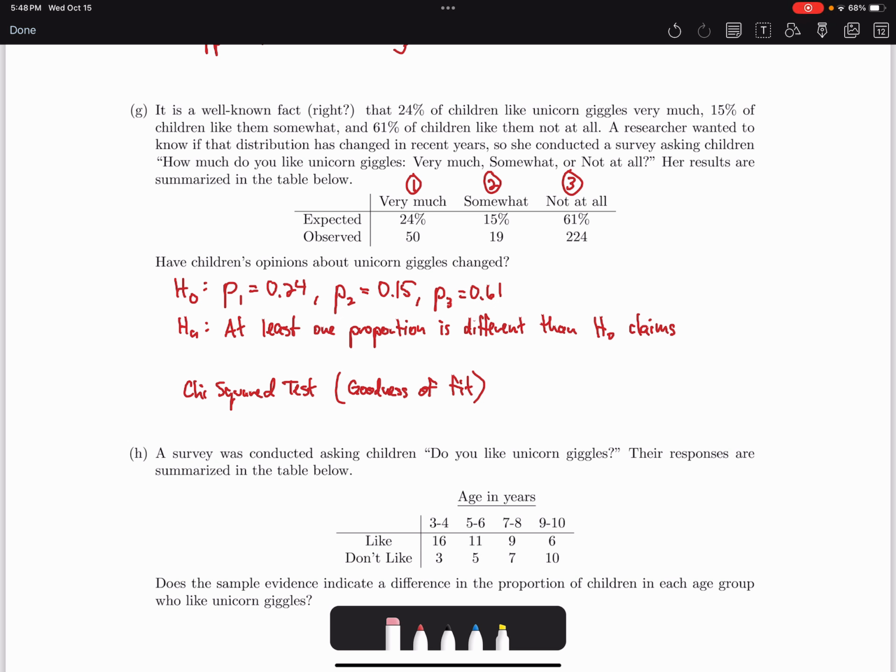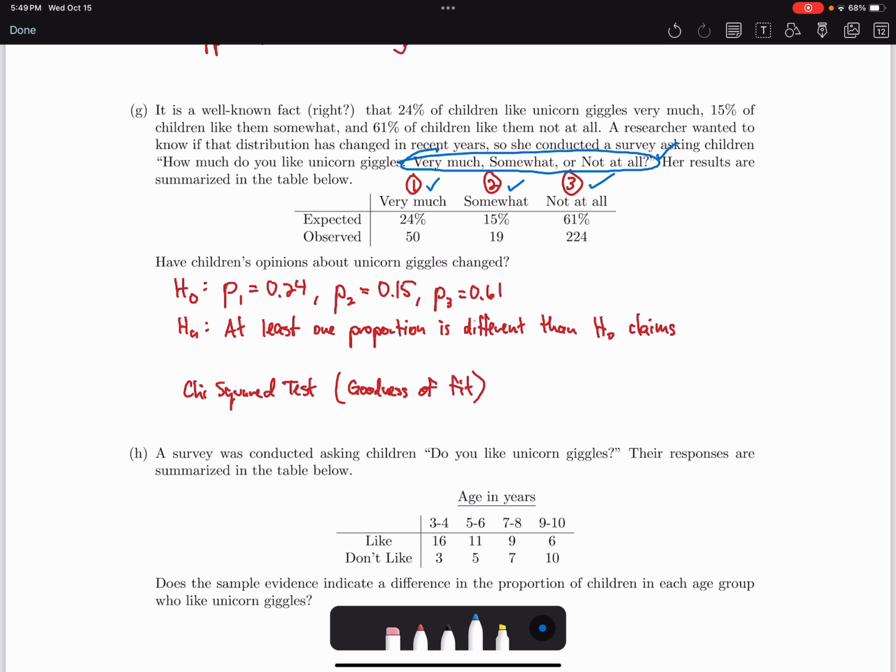If you think about what the raw data would have looked like, it would have been a list of responses that said very much, somewhat, or not at all, right? It would have been a column of responses that said very much, very much, not at all, very much, somewhat, not at all, very much, right? It would have been this list of responses that's clearly a categorical variable. So we're testing proportions here. We want to know what proportion of children fall in each of these three categories, okay? Very much, somewhat, or not at all. So I know I'm testing proportions. I know I'm testing three proportions.